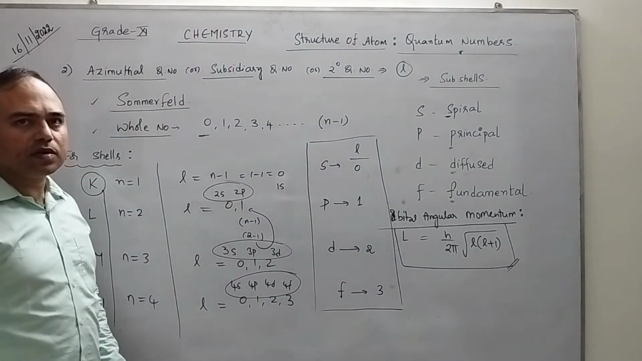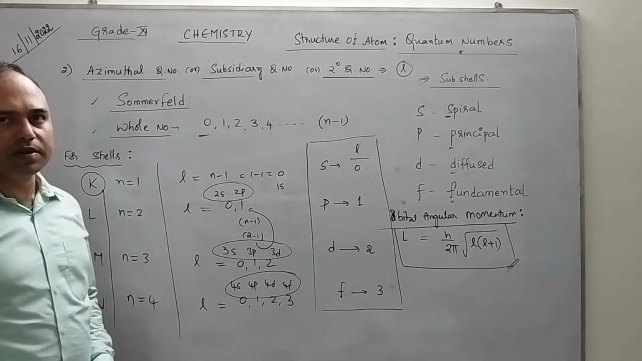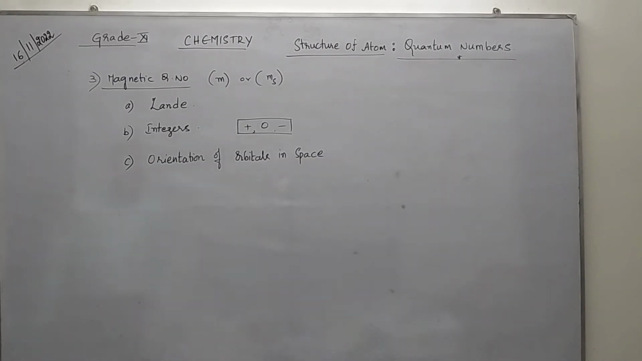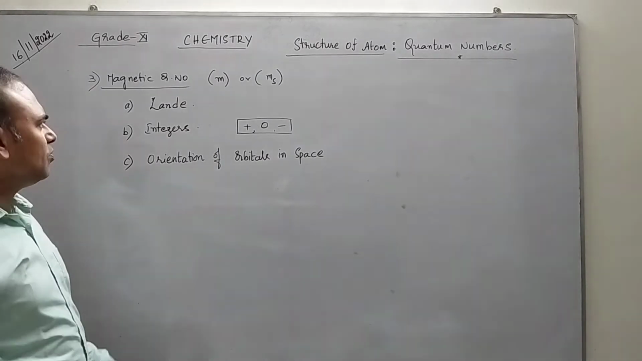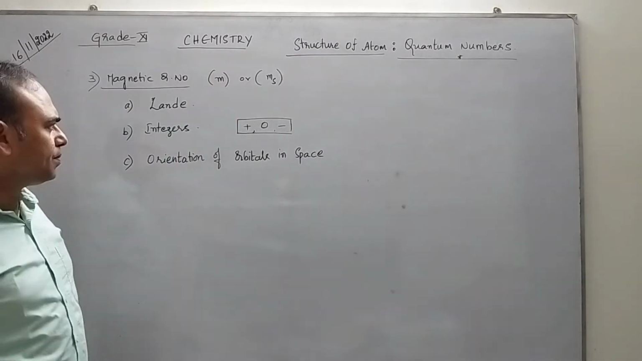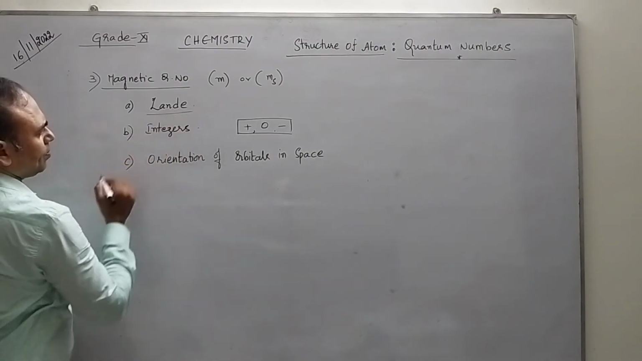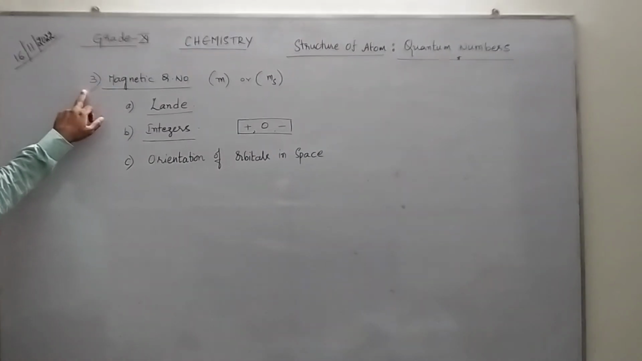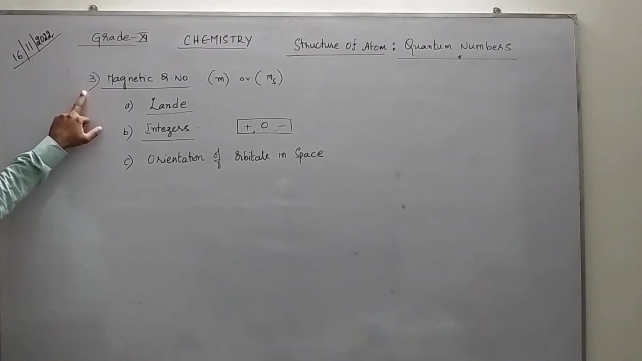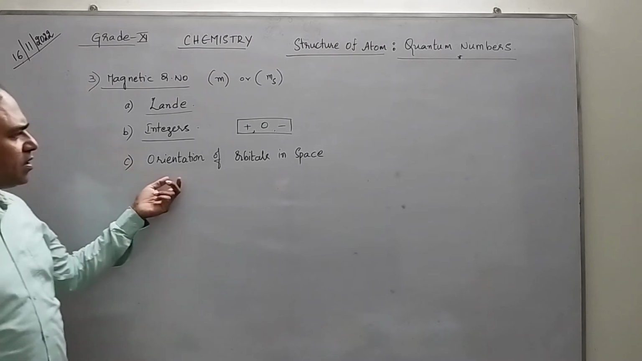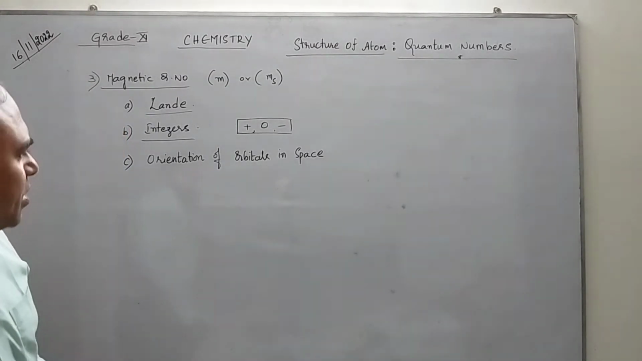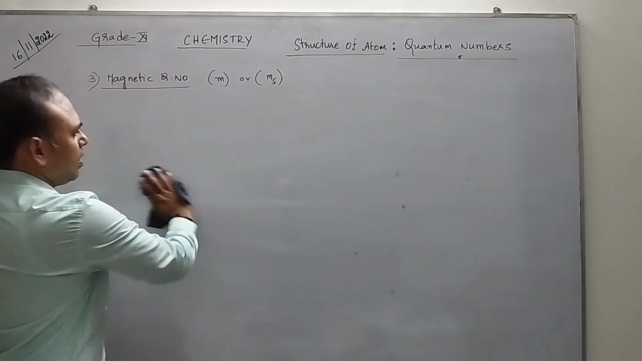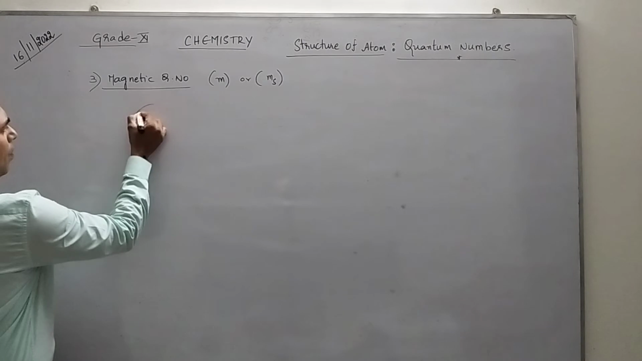Now let us move to the next quantum number, that is magnetic quantum number. Now the third quantum number, magnetic quantum number, which is represented as M or ms. So it was discovered by Landé, and you know we are using integers for using the magnetic quantum numbers. So plus 0 and minus 1. So it will indicate the orientation of orbitals in space. What do you mean by orientation here? To explain that, let us take S and P orbitals.